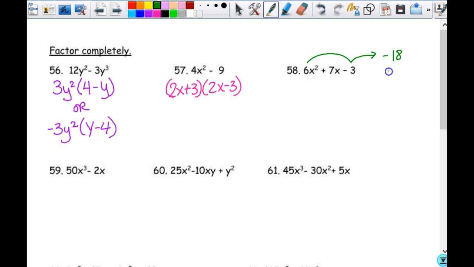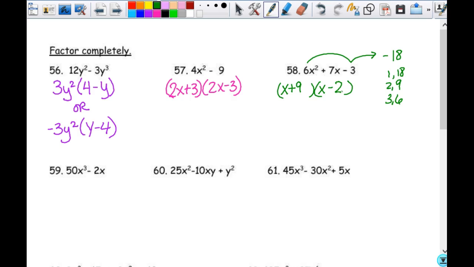So factors of 18 would be like 1 and 18. We got 2 and 9. We got 3 and 6. Since it's negative, one of these two has to be negative. So basically I want them to subtract. Well, 9 minus 2 is 7, so I'm good there. So I'm going to set these up like this. This is x and x, and to get my 7, this is going to be a positive 9 and a negative 2.